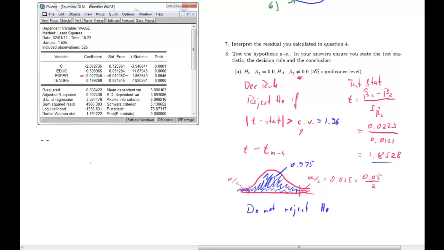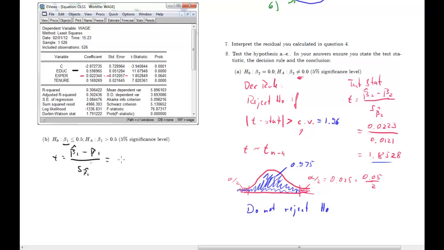So let's look at the second hypothesis, B. Now we have a one-sided hypothesis. So you've got to be careful here. Firstly, the t-test will be exactly the same. I'm referring now to beta 1, that is the education parameter. The t-test is going to be beta 1 hat minus beta 1, that comes from the null hypothesis, divided by the standard error of beta 1 hat.